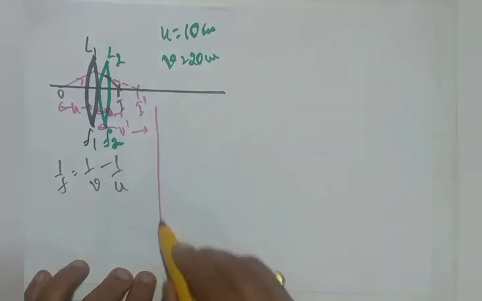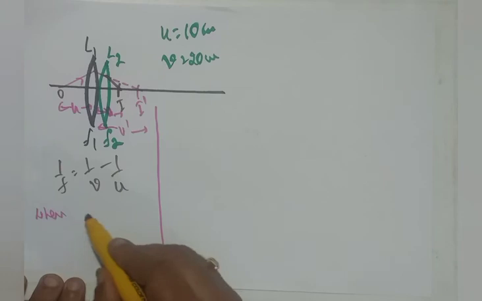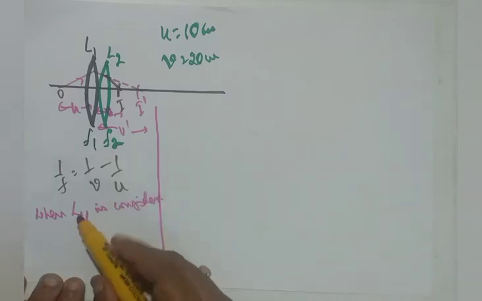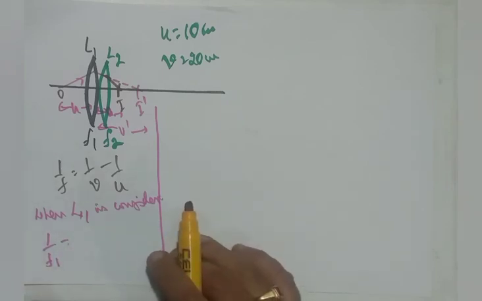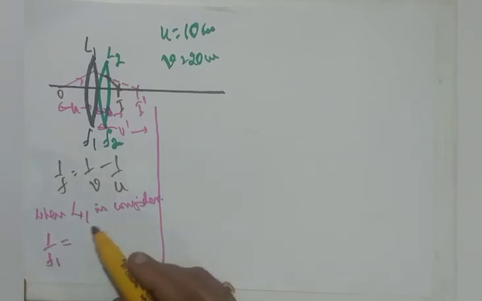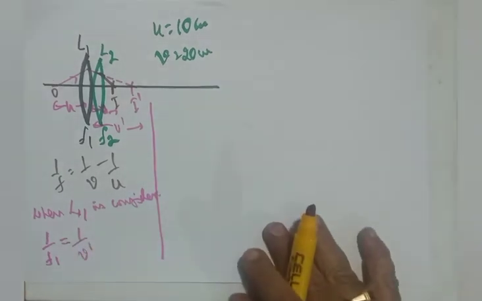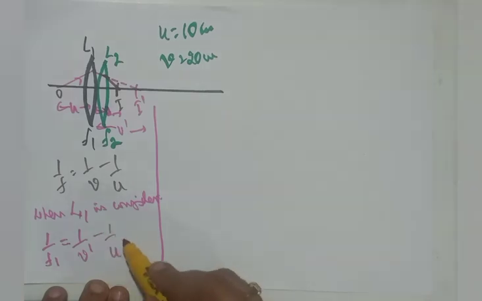Say, only when L1 is considered, what we have is 1 by f1, the focal length of the first lens, is equal to 1 by v dash, because I dash is our image for that, minus 1 by u. This is our first equation.